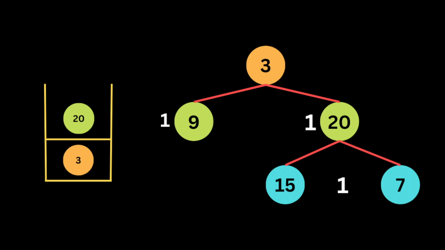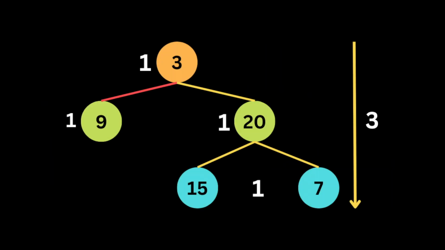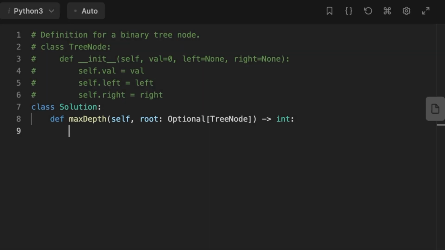Then the function goes back to the first root, chooses the maximum between the left subtree, which is 1, and the right subtree, which has a depth of 2, and then adds 1 because the root is also considered a level. So here the output will be 3. That's it guys, so let's jump into coding the solution.